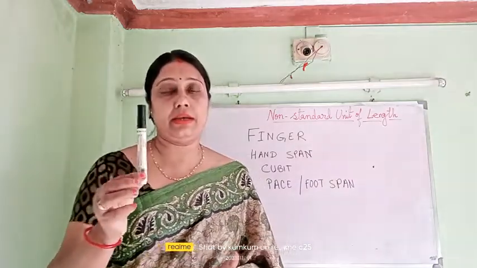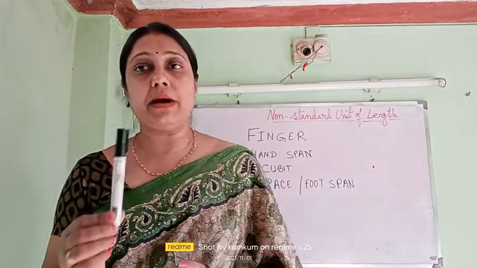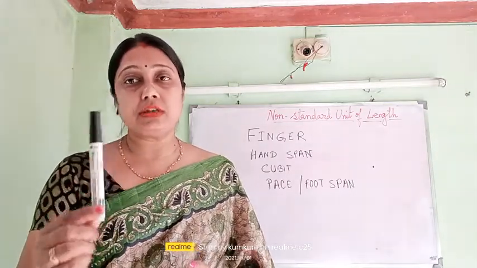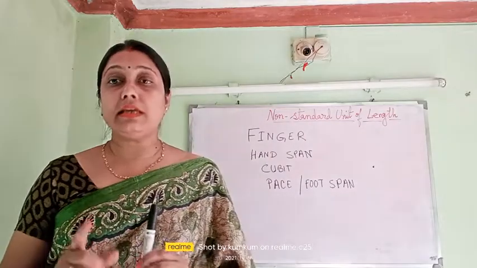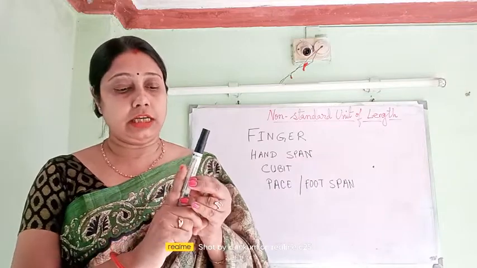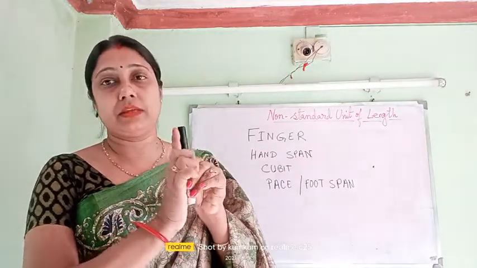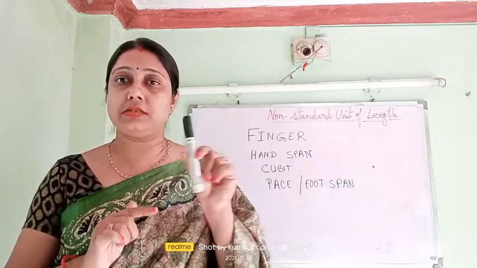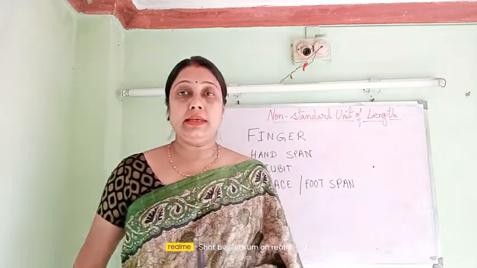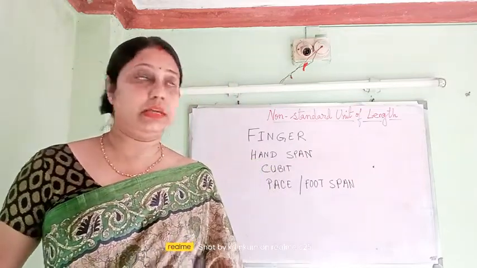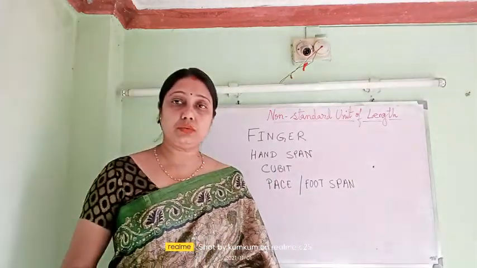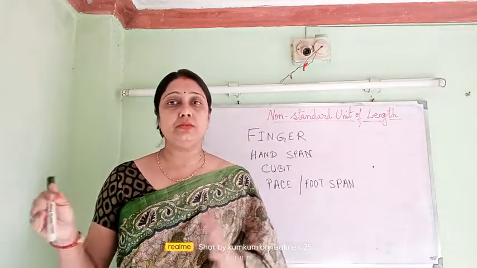Suppose this is a pen. If I measure it by my body parts, its measurement will differ from your measurement, and the thickness of my finger will differ from yours. So if I measure with my finger, this marker pen is two fingers long, but if you measure, it will be more. So children, non-standard units of length are mainly measured through the body parts, so it differs from person to person.